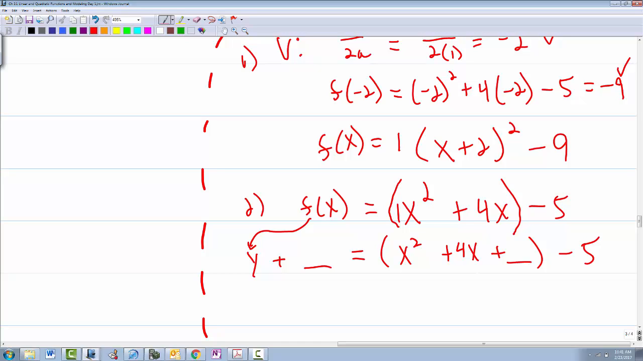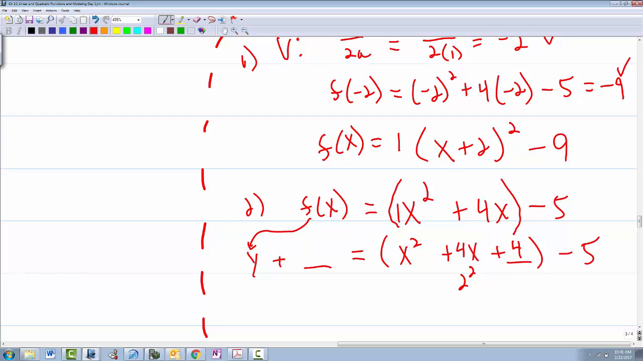Just 4. What's half of 4? 2. I'm going to write it real small here. What's 2 squared? Put it there. What you just created is a perfect square trinomial. You've created something that factors to be a binomial times itself.